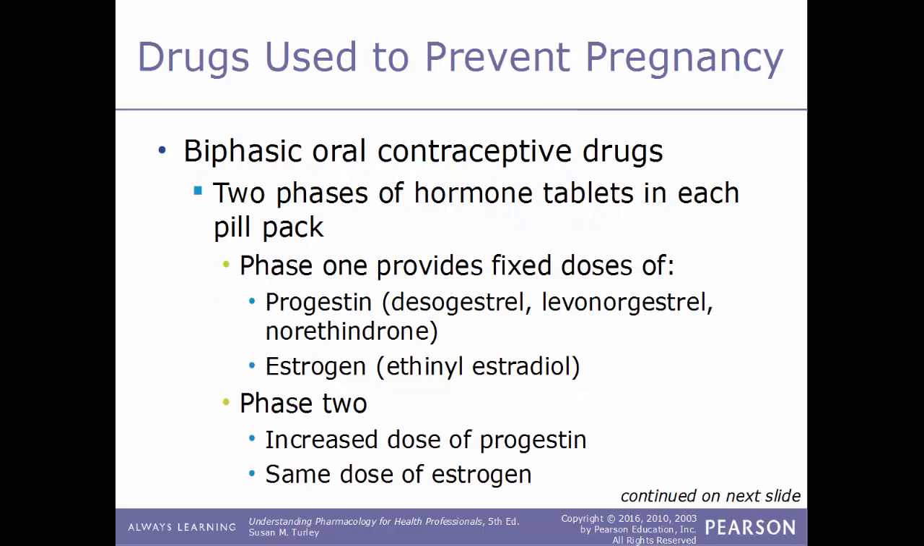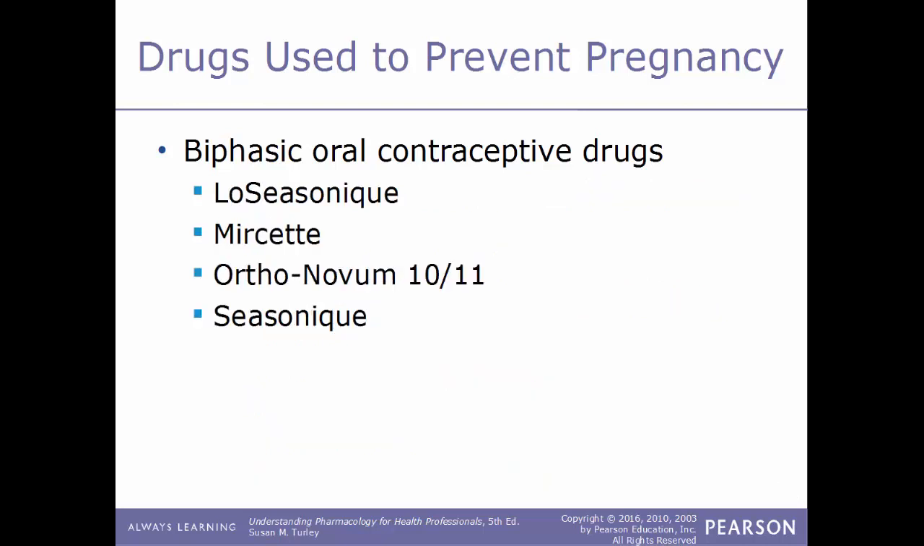As one of the other categories of contraceptive drugs, biphasic drugs contain two phases of hormone tablets in each pill pack. Phase 1 will provide a fixed dose of a progestin and a fixed dose of estrogen. And some examples of the progestin could include desogestrel, norethindrone, or levonorgestrel. An example of estrogen would include ethinyl estradiol. So that's phase 1, where the doses are fixed. For phase number 2, the estrogen doses stay the same, but there's an increased dose in progestins. And some examples of a biphasic contraceptive drug would include Lo Loestrin, Mircette, Ortho-Novum 10/11, and Seasonique.